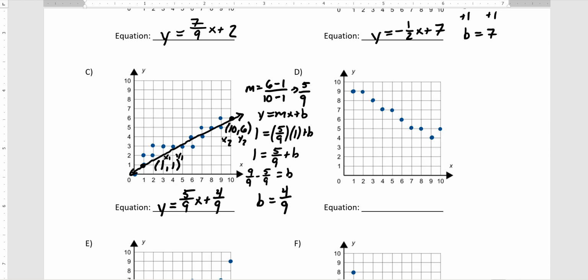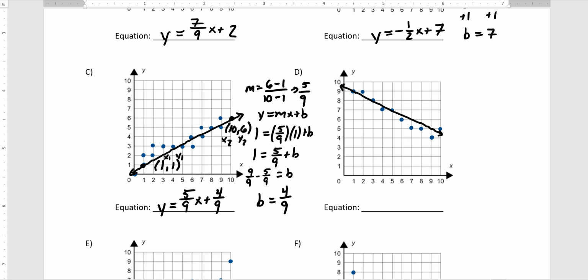All right, looking at letter D, let's see what we have here. Line of best fit. Definitely a strong negative correlation. It's kind of hard to see where this line of best fit's going to fall, though. I think it's going to fall pretty close to here. Pretty confident with that.